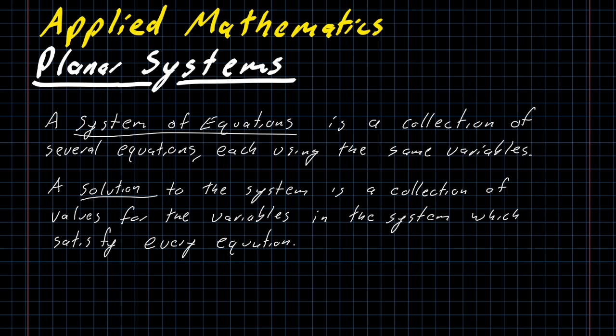A system of equations is a collection of several equations, each using the same variables. A solution to the system is a collection of values for the variables in the system which satisfy every equation. So you want the same variables, plug in the value of x, the value of y, the value of z, and so on into every equation in the system, and all of the equations work out to be true.